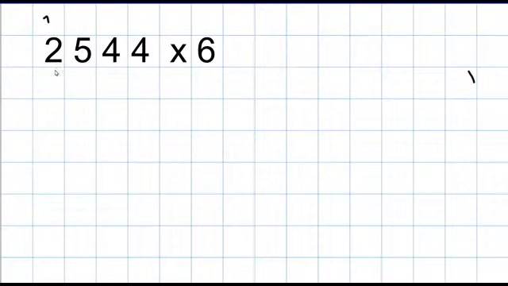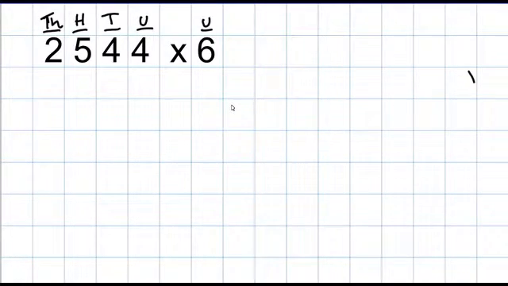So it's always worth, before starting calculations, working out where our place value columns are. So our first number, 2,544, the last four here is in the units column, the next four is in the tens column, the 5 is in the hundreds column, and the 2 is in the thousands column. And of course the single digit we've got here is in the units column. So we have a 4-digit number here multiplied by a single digit.